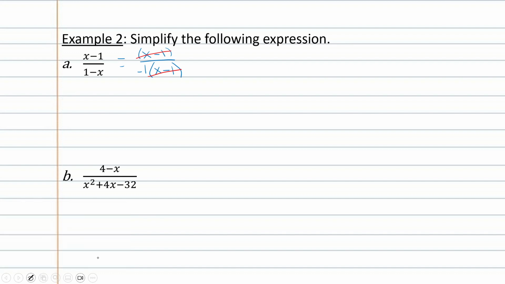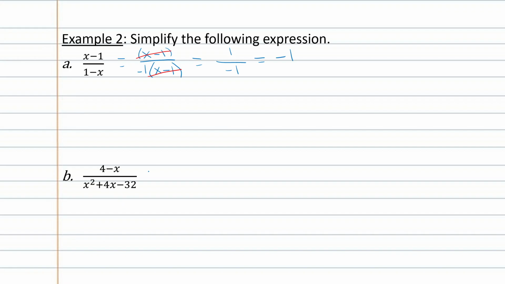And that's going to leave me with a 1 in the numerator and a negative 1 in the denominator. 1 divided by negative 1 is just negative 1. So this entire expression here just simplifies down to negative 1. All right, let's try b.